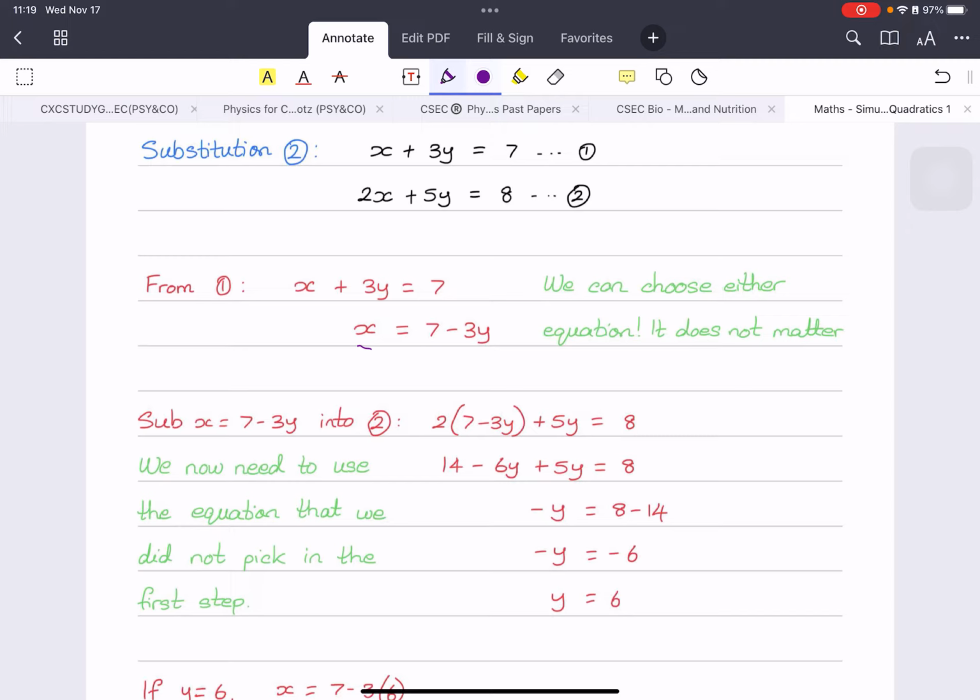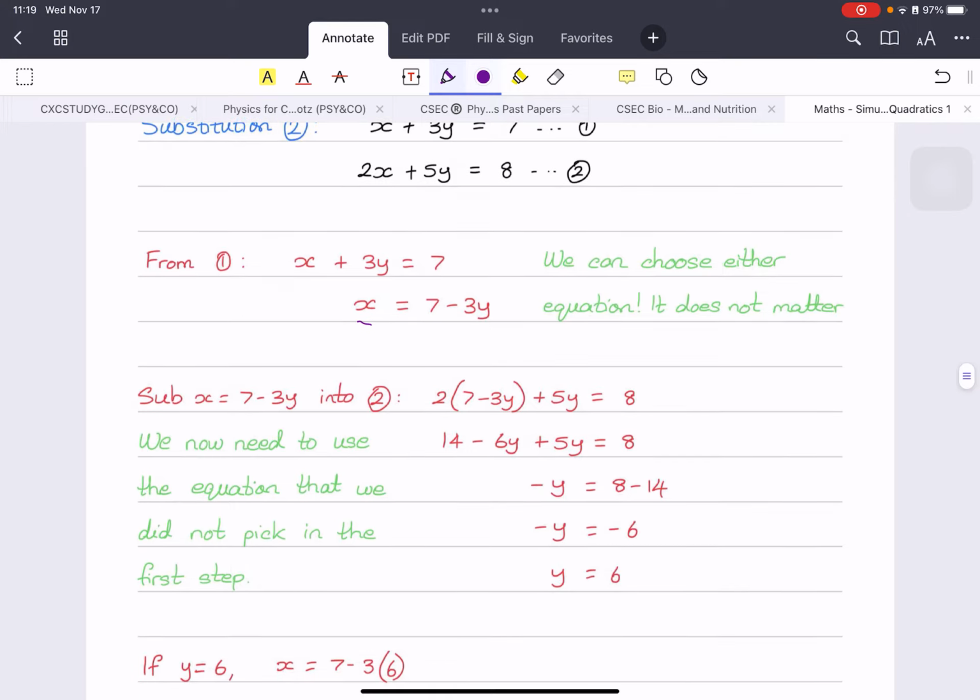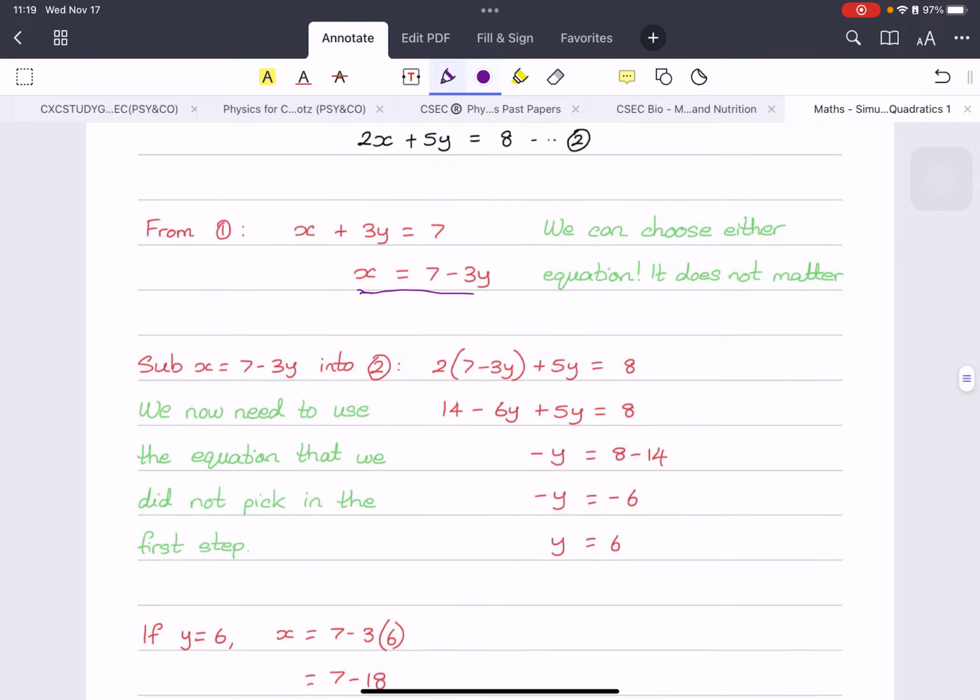I move the 3y to the other side, okay? So now I have to substitute the subject of the formula into the other equation I did not use, which is equation 2. So every time I see x in equation 2, I substitute 7 minus 3y instead. So I had 2x in this equation, so I have 2 multiplied by 7 minus 3y, because that's x. And then I add the 5y equals 8.